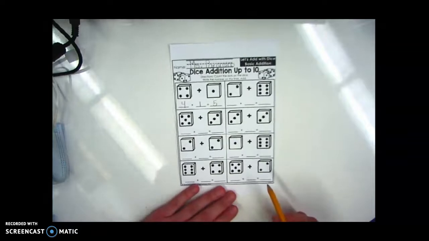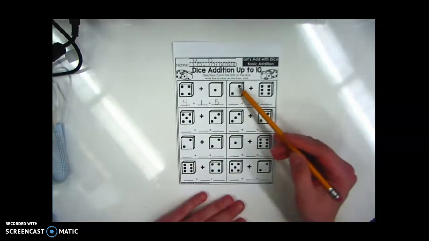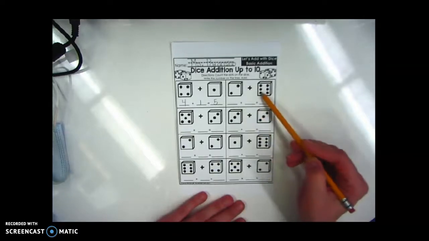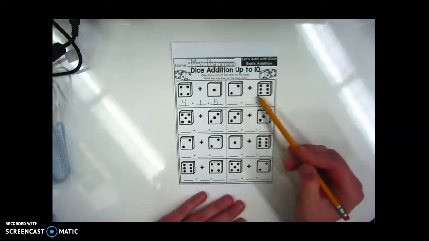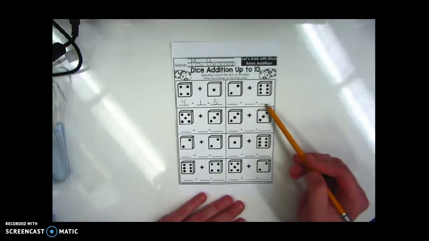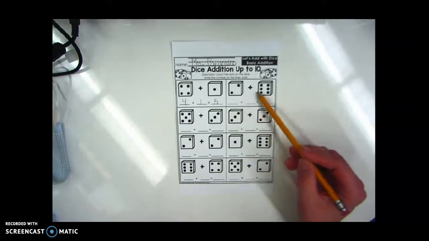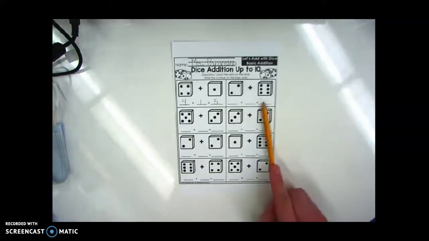All right, my friends, you're going to do the same thing for the rest. First, you're going to count how many and write it, plus how many and write it, equals, you're going to count them all up and write your answer, okay? So we're going to count, write how many, and then join them together and write our answer.